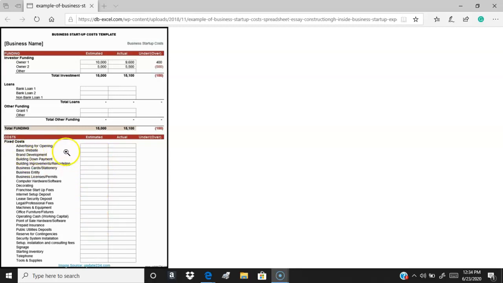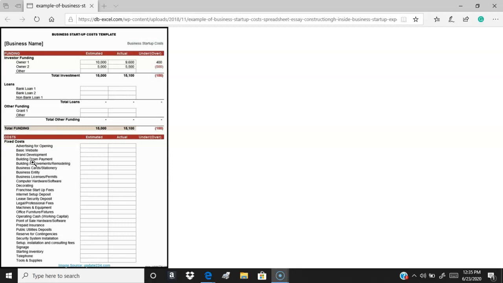Okay, so for advertising for opening, you're going to estimate how much it's going to cost. For the basic website, as I was explaining in the logos and website videos, which you can go back and look at, you can actually have somebody build it for a lot cheaper. Brand development is really part of the marketing. Building down payment: if you're going to operate from a building or a brick and mortar, make sure you capture a down payment.